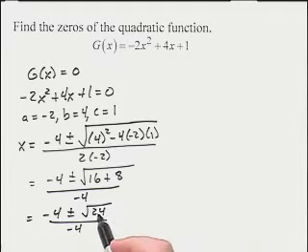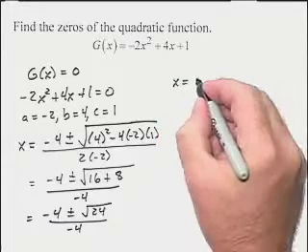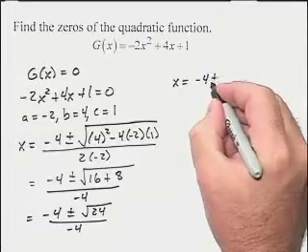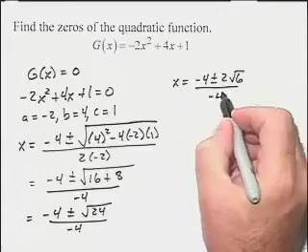We can simplify this radical, as 4 is a perfect square, and that's a factor of 24. We'll end up with x is equal to negative 4 plus or minus 2 root 6, all divided by negative 4.